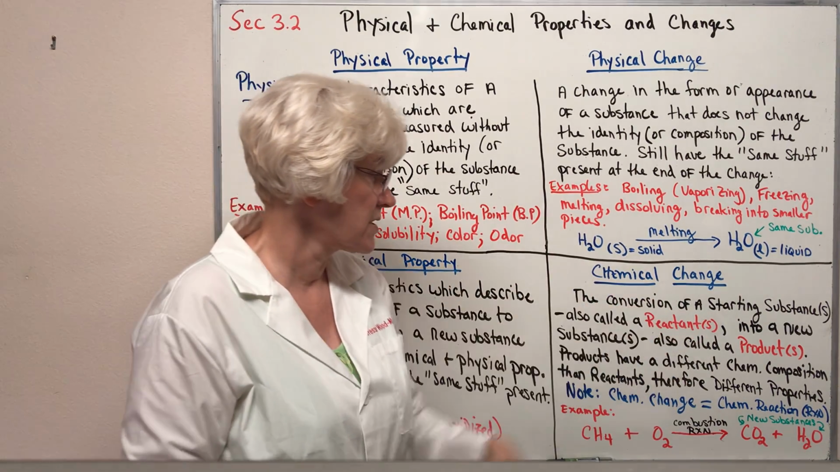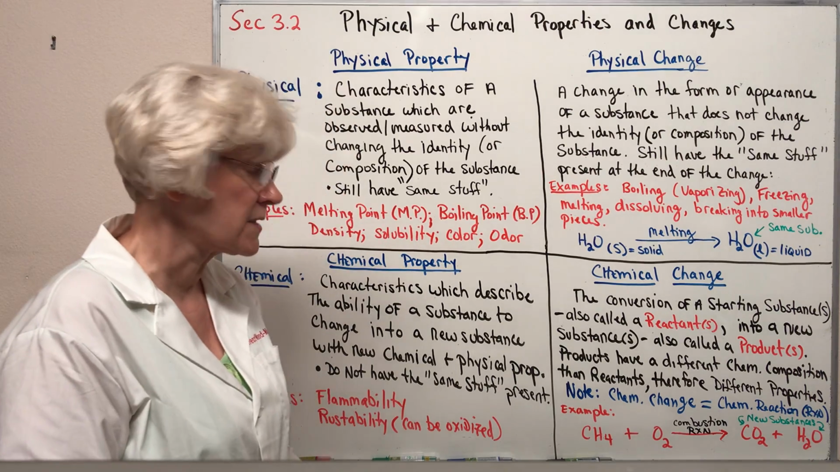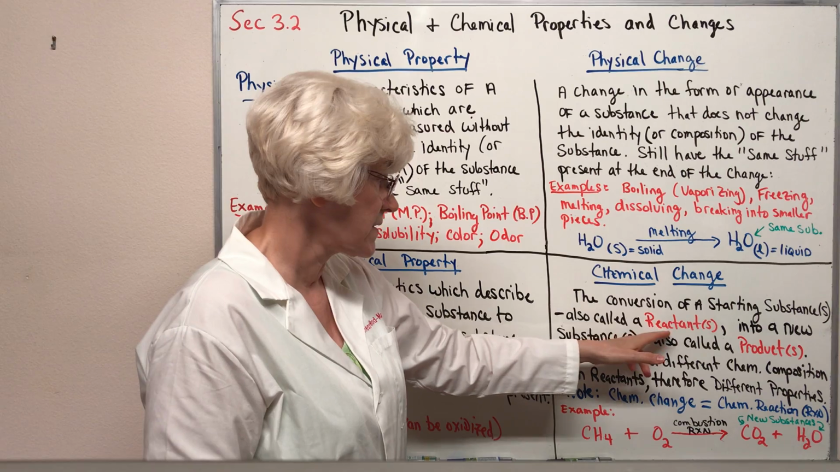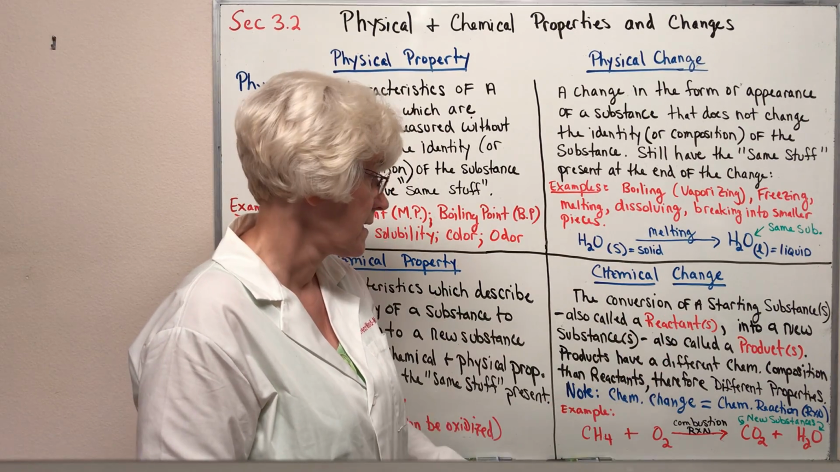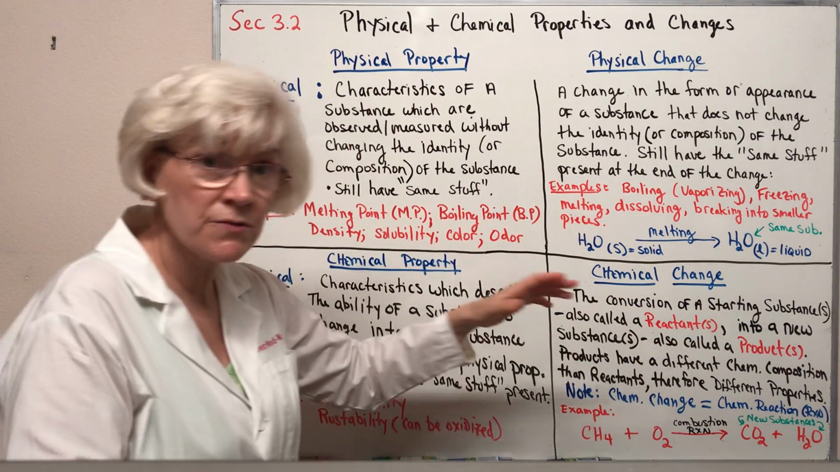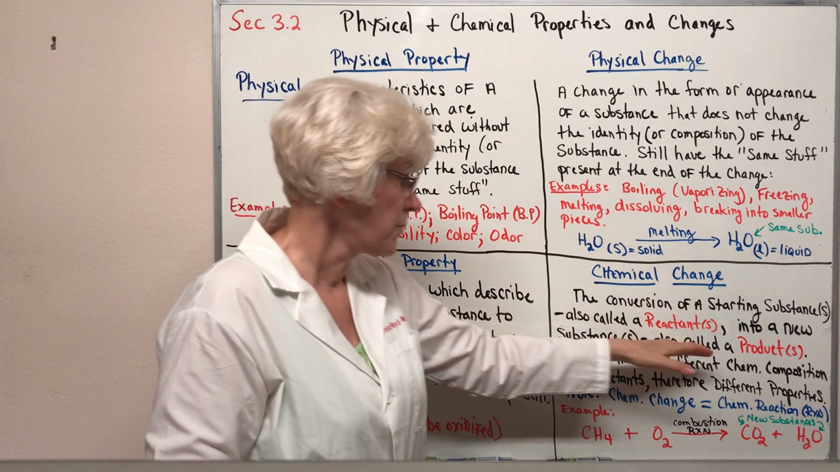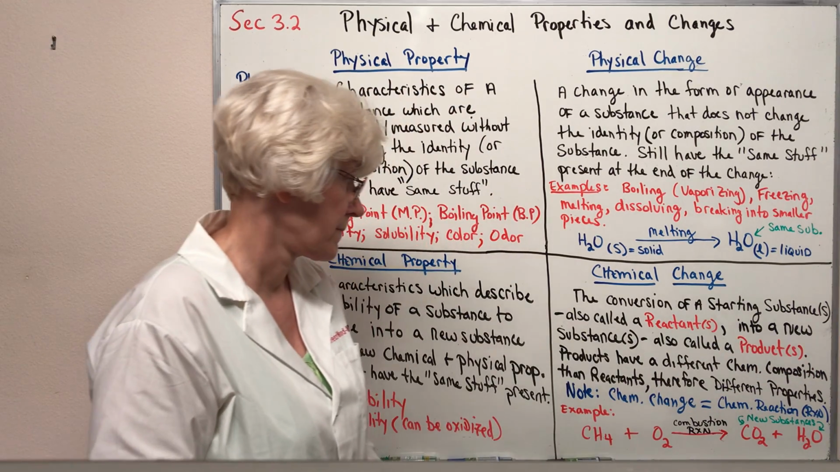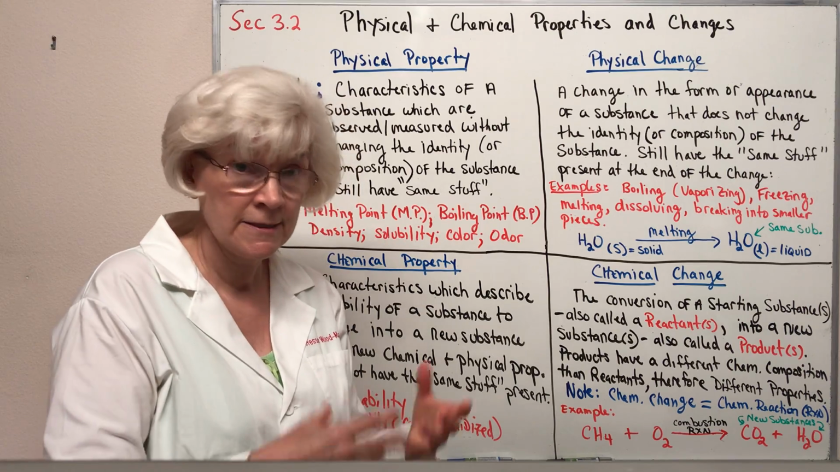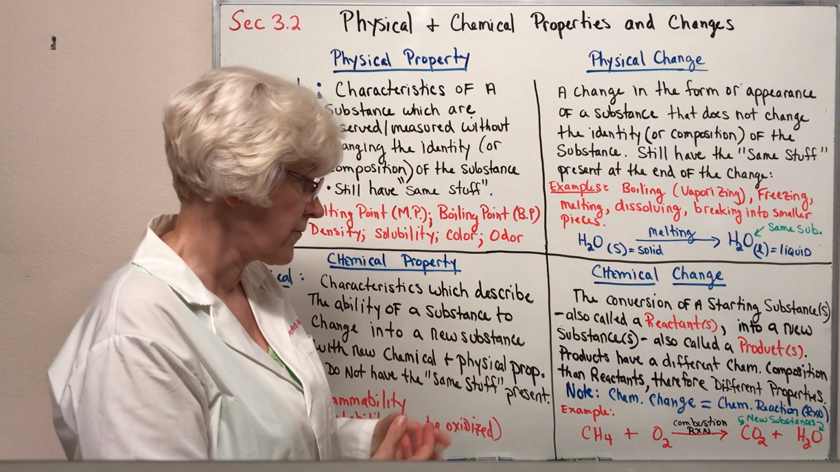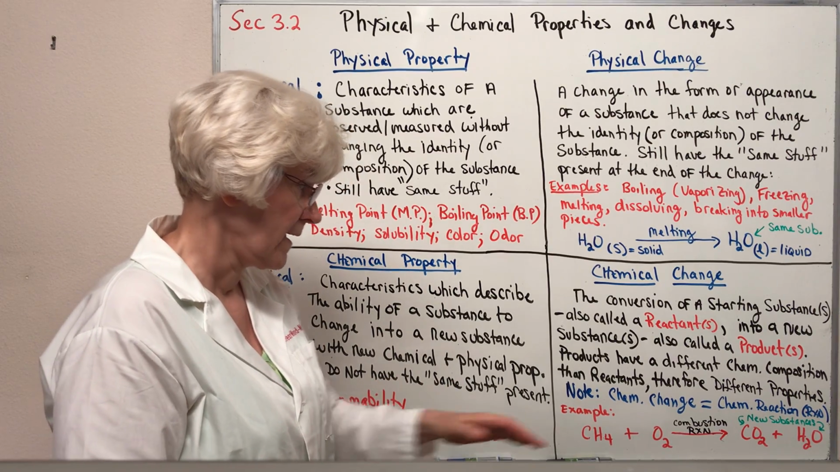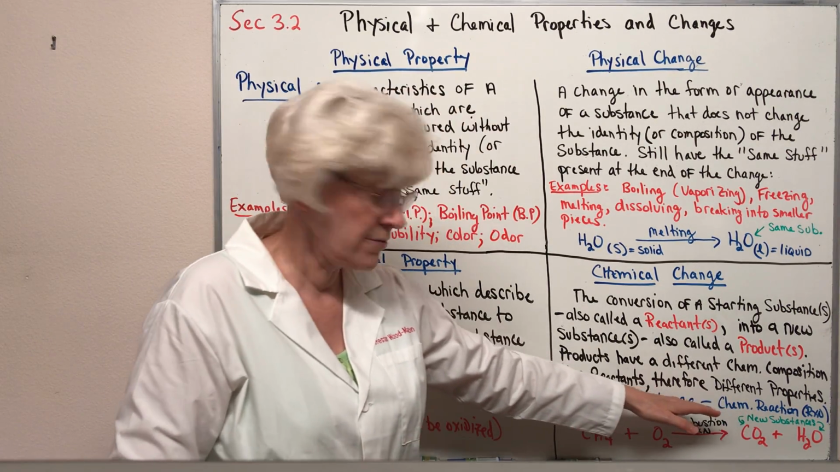A chemical change is the conversion of a starting substance, or substances plural, more than one, and these starting substances are called reactants. So the conversion of reactant substances into some new substances, which are referred to as the products. The products have a different chemical composition than the reactants, different identity, therefore different properties, both physical and chemical. And this is an important note.